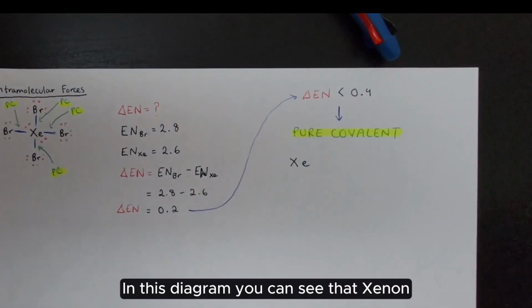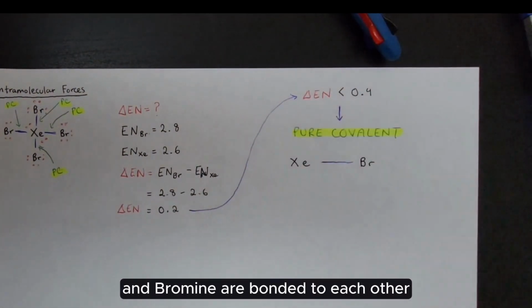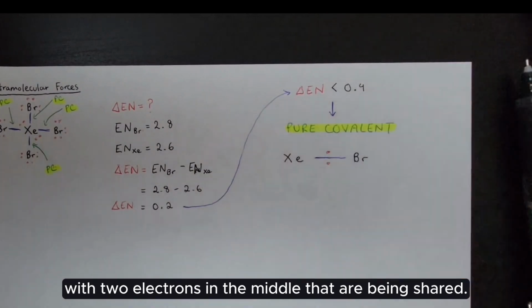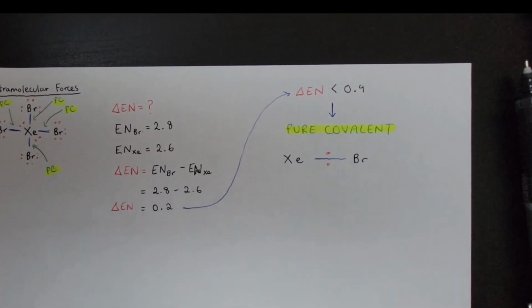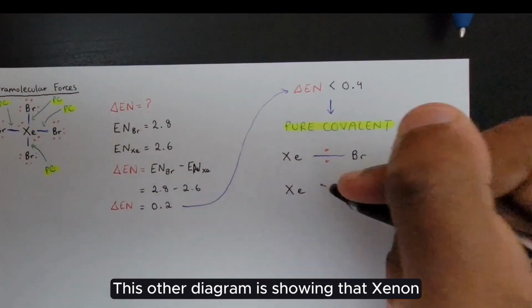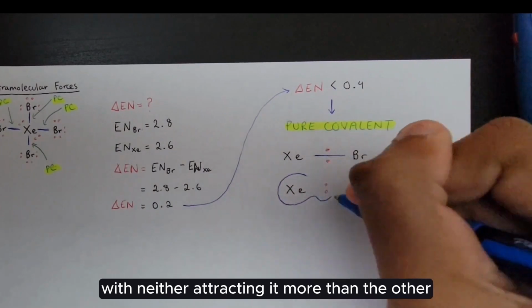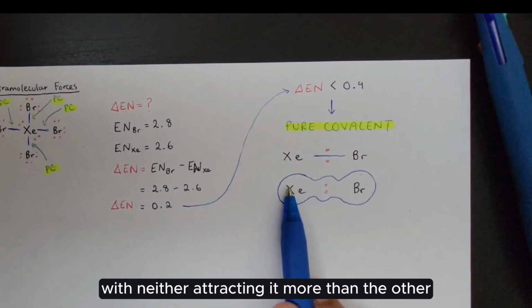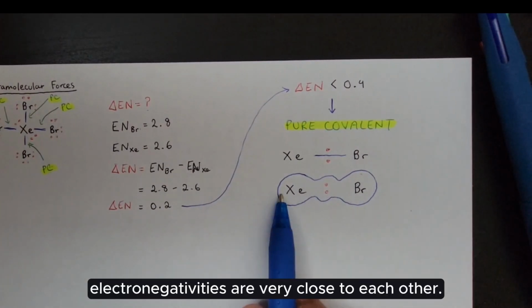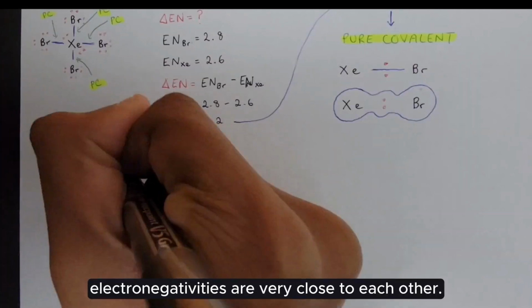In this diagram, you can see that xenon and bromine are bonded to each other with 2 electrons in the middle that are being shared. This other diagram is showing that xenon and bromine are both attracting them the same amount, with neither attracting them more than the other, and this is because their electronegativities are very close to each other.